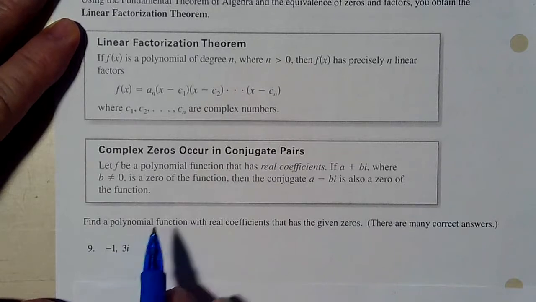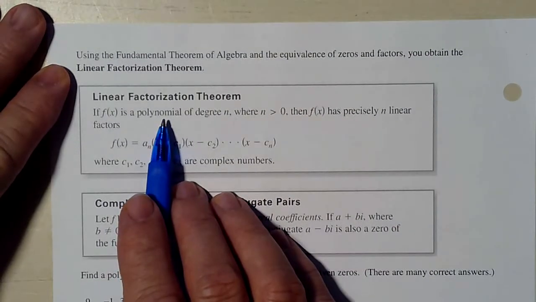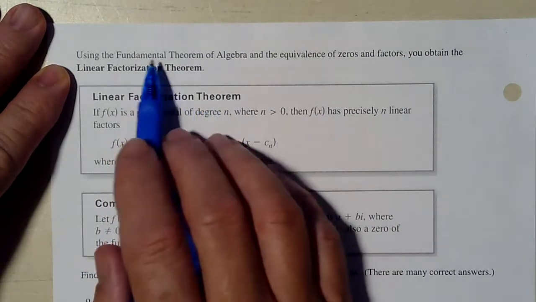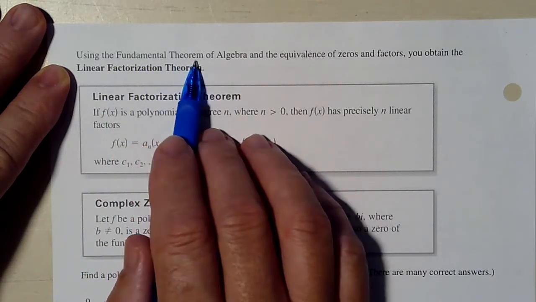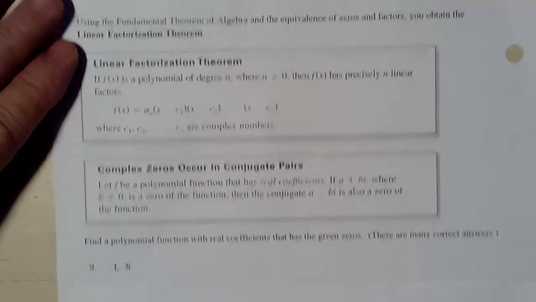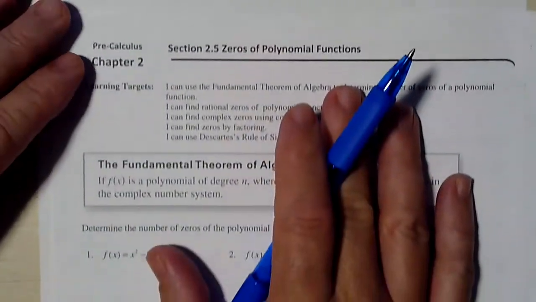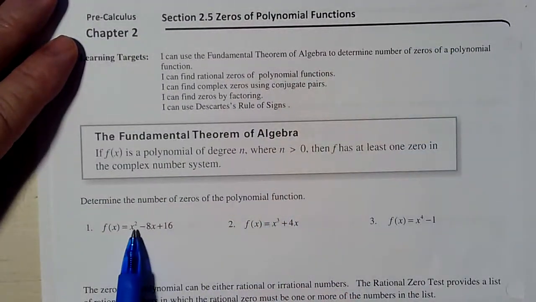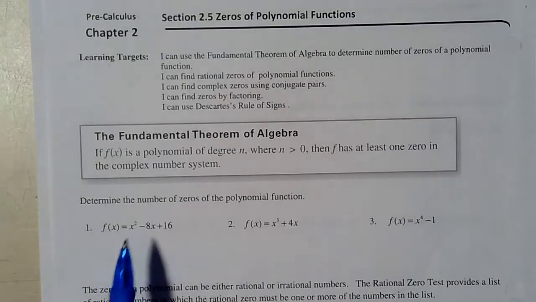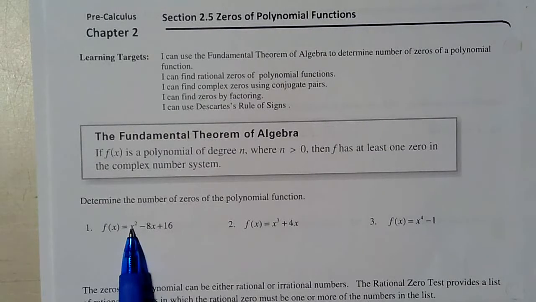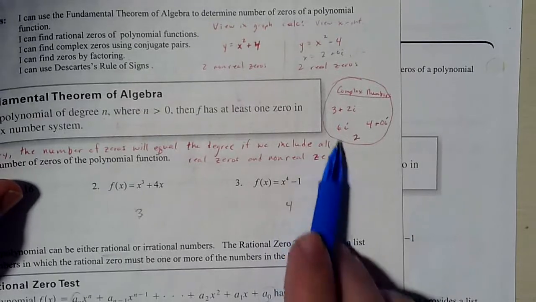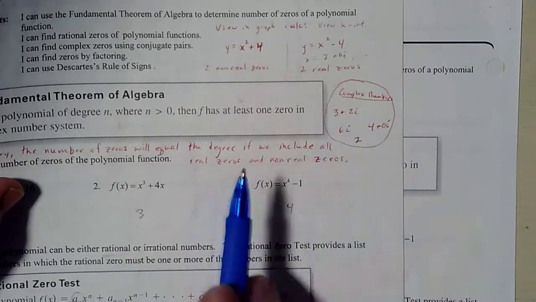All right, we're going to have to use what's called the linear factorization theorem. It's really just an extension of the fundamental theorem of algebra. Remember, the fundamental theorem of algebra is very fundamental. It just says that if I have a second degree function, if I include complex numbers and whole numbers and things like that, then it has 2 zeros. This one has 3. This one has 4. If we consider the complex number system.